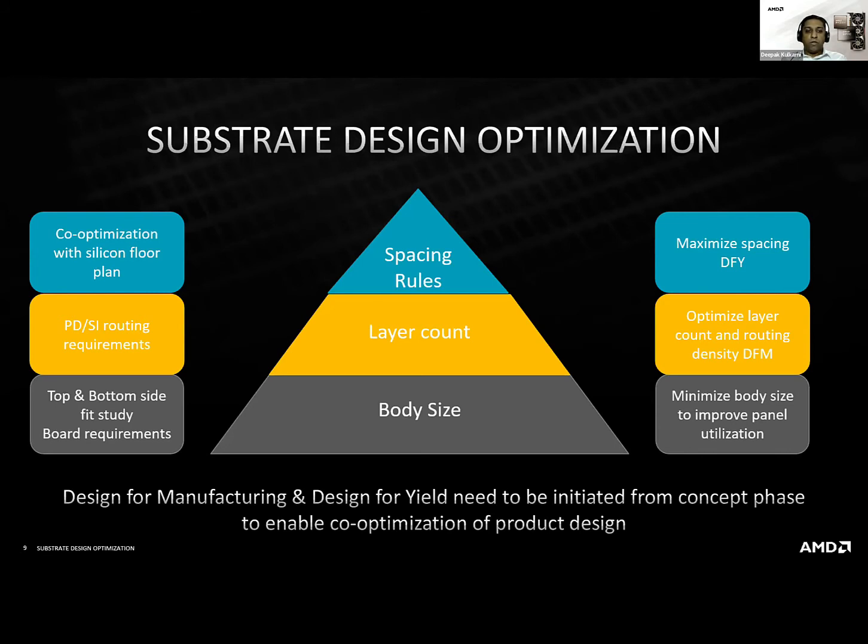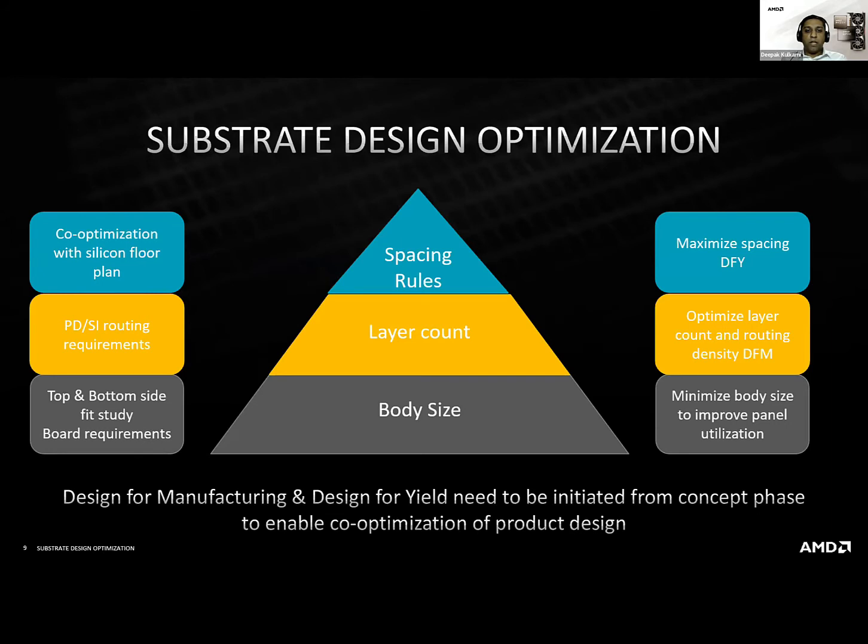While we are making those choices on a performance perspective, we are also looking at this from a design for manufacturability perspective and asking the question, what is the minimum body size that all of these things can be fit in? And how can we improve panel utilization? Because the number of units that you can fit on a panel essentially means you get additional capacity for a given product.